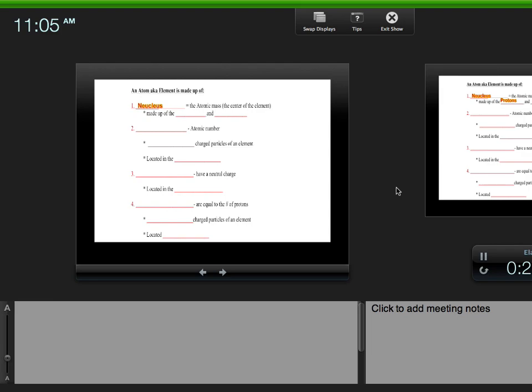Problem is my delete button on my computer does not work, so I have to always cut it.